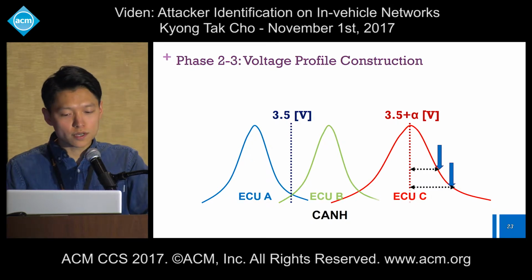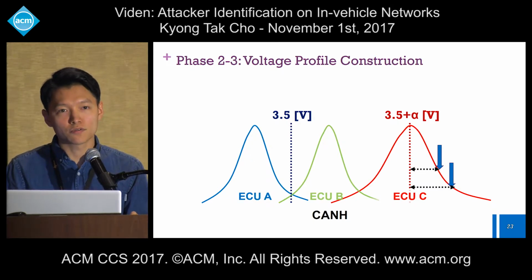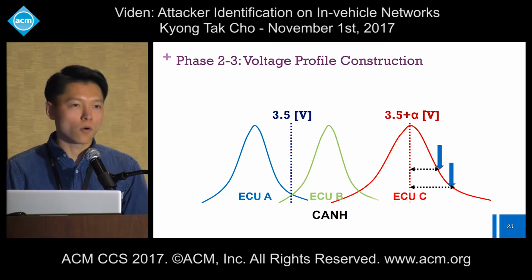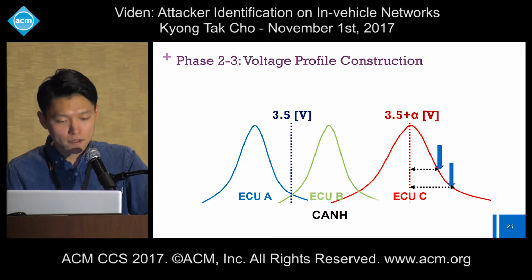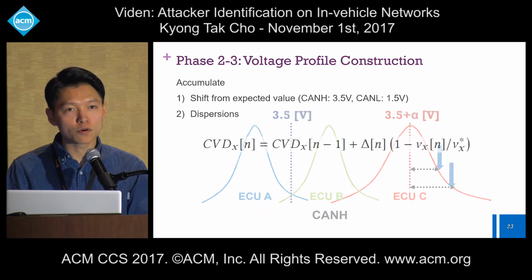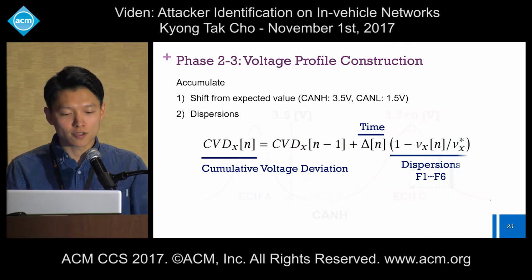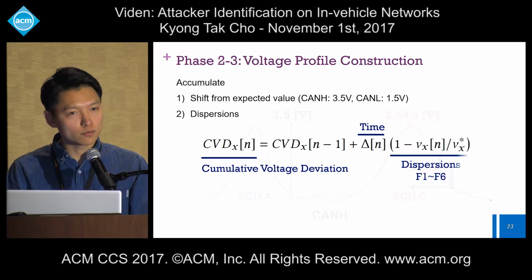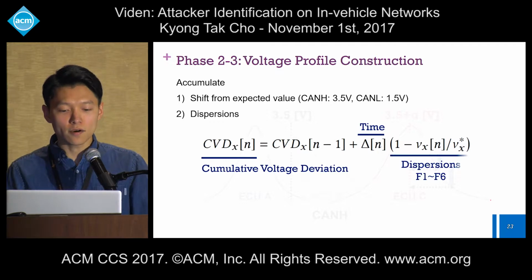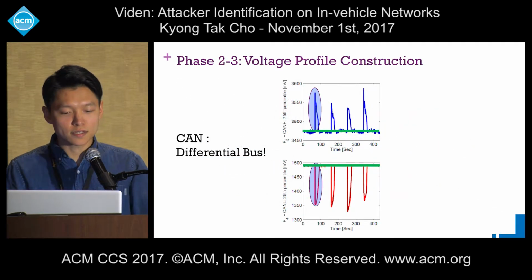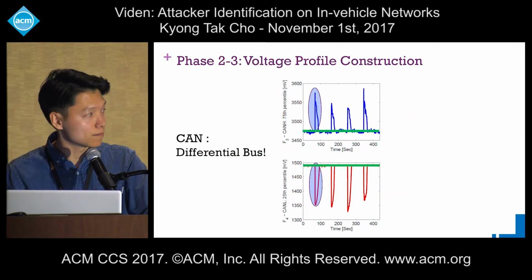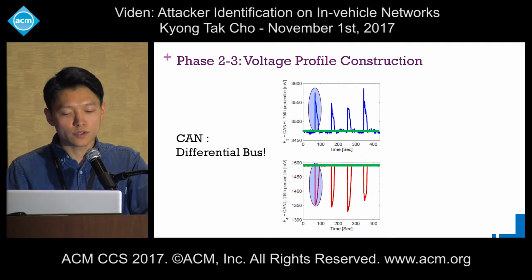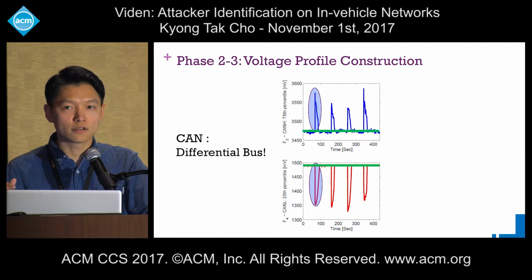Then there might be some transient changes in those voltage measurements due to a sudden change in temperature or a sudden change in other factors. To eliminate that, we accumulate all those measurements from both CANH and CANL, and model that as something called a cumulative voltage deviation. Because we're accumulating all those dispersions in CANH and CANL, we can eliminate these transient behaviors in our measurement process, and then eventually look at those constant factors that are being output by those ECUs.